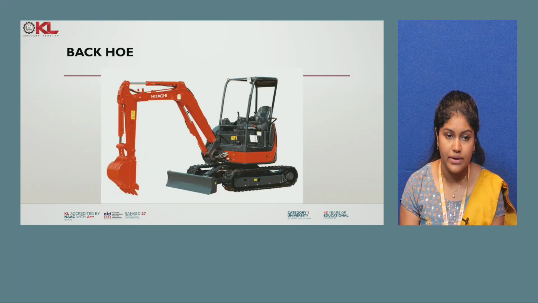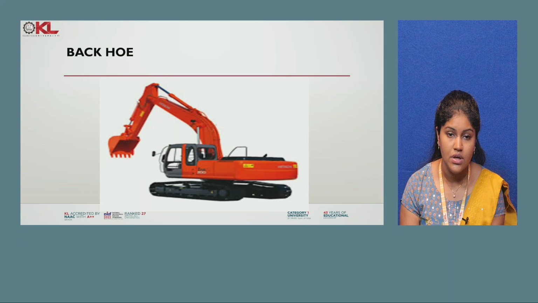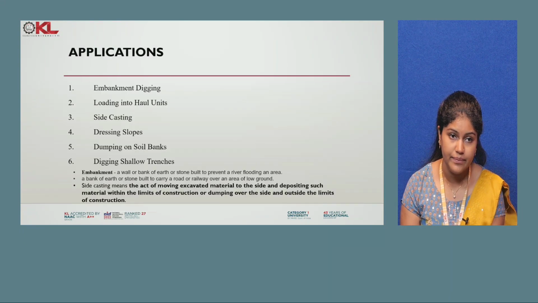So this is an example of a backhoe. You can see the shape of the bucket. In the front shovel, the bucket is in the upward direction and we are taking the soil in the upward direction. Here you can see the backhoe is in the downward direction. So this is the example of a backhoe.